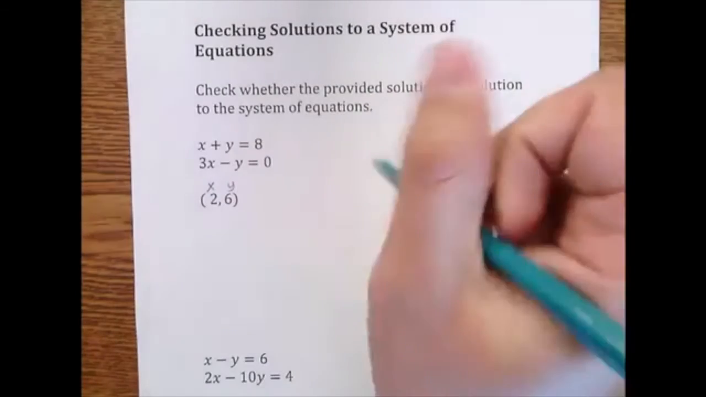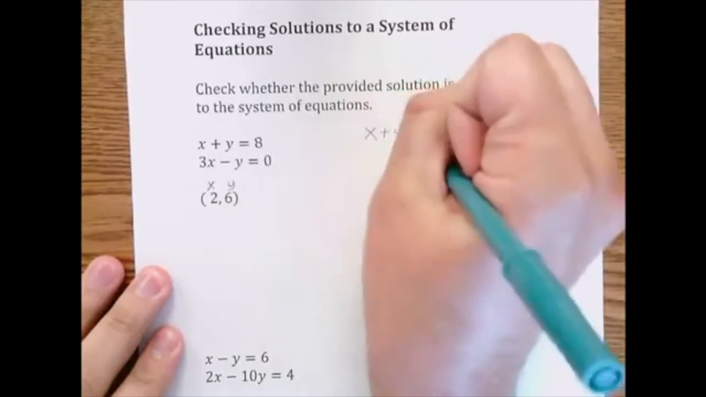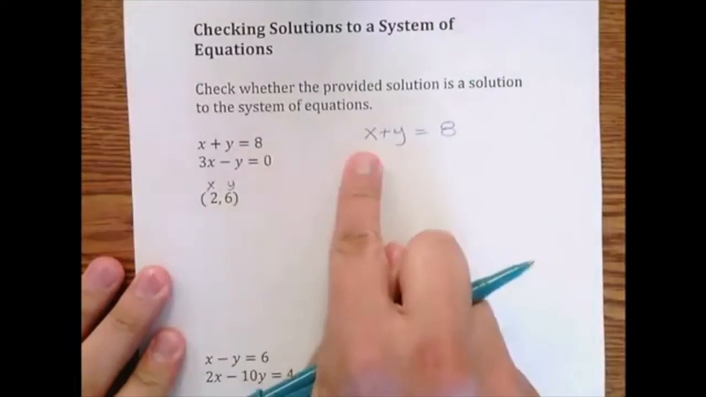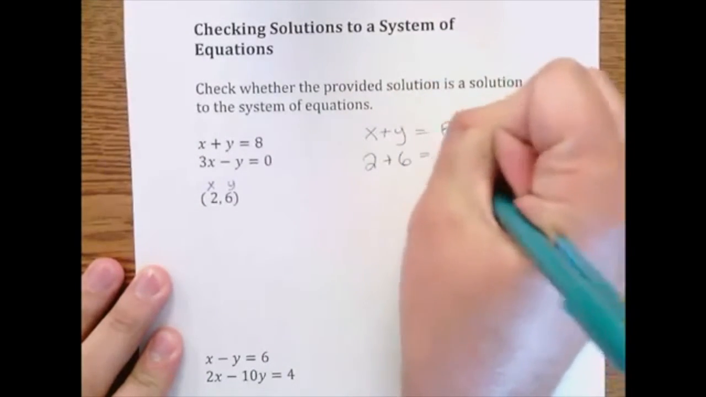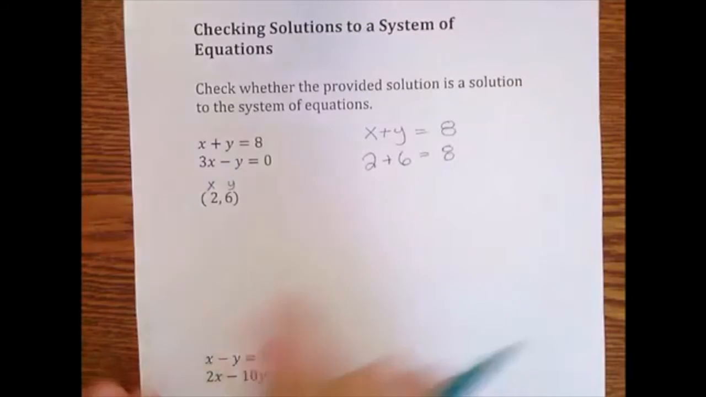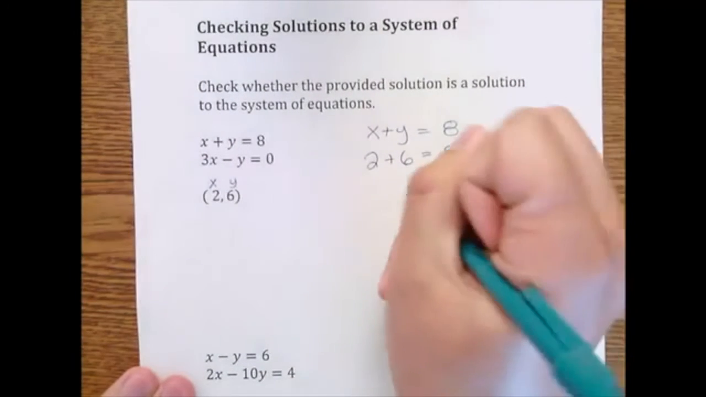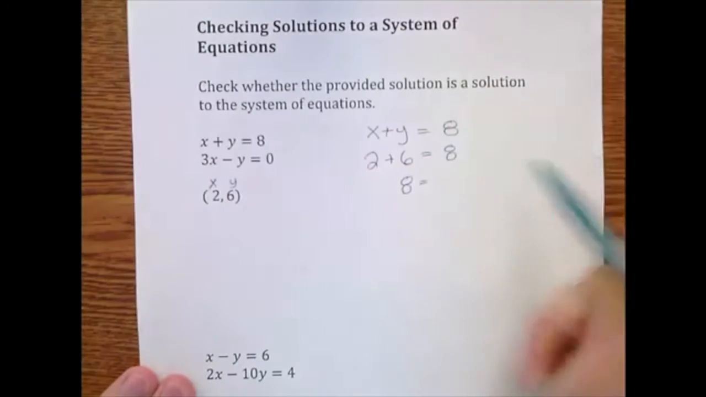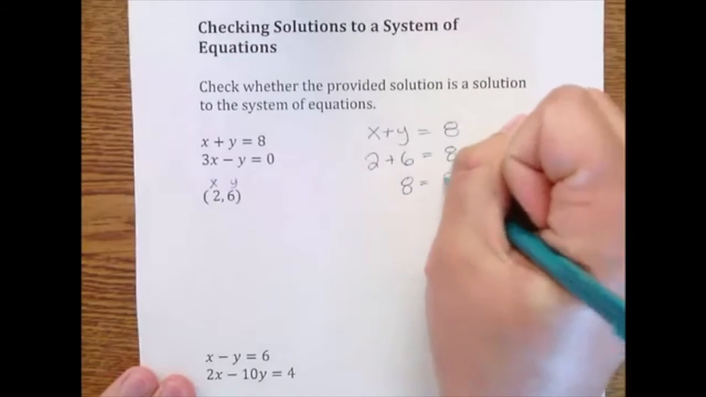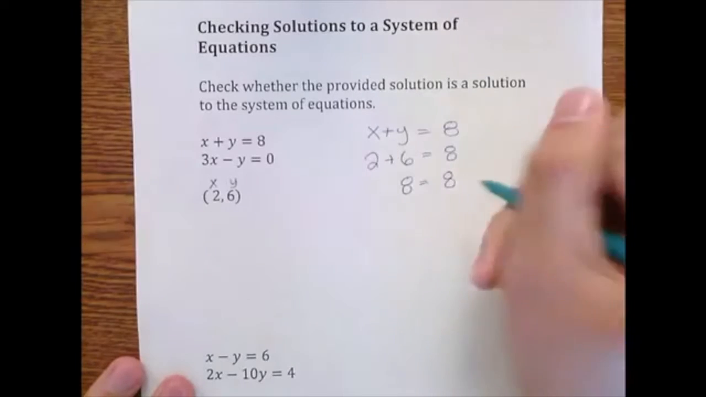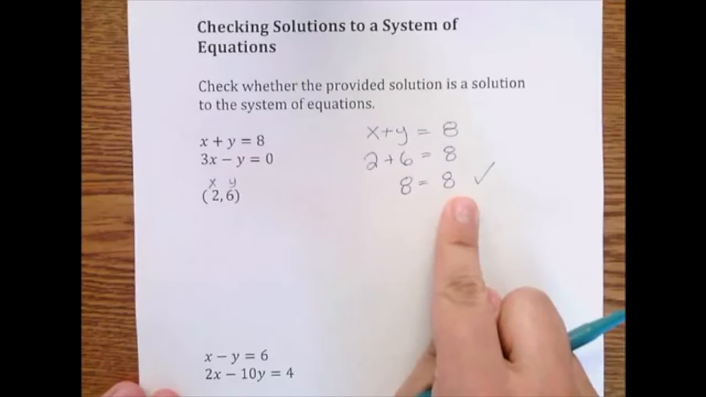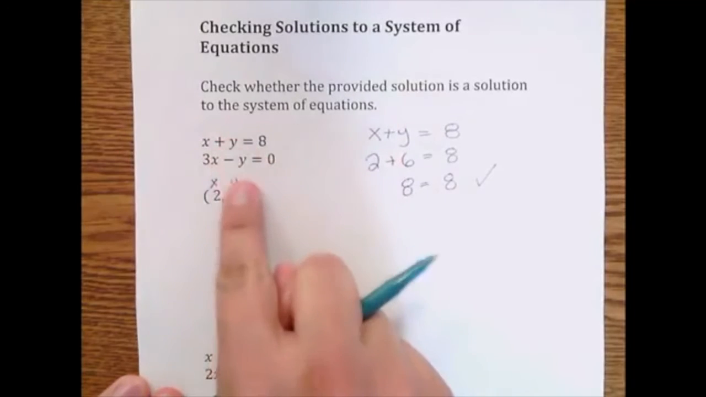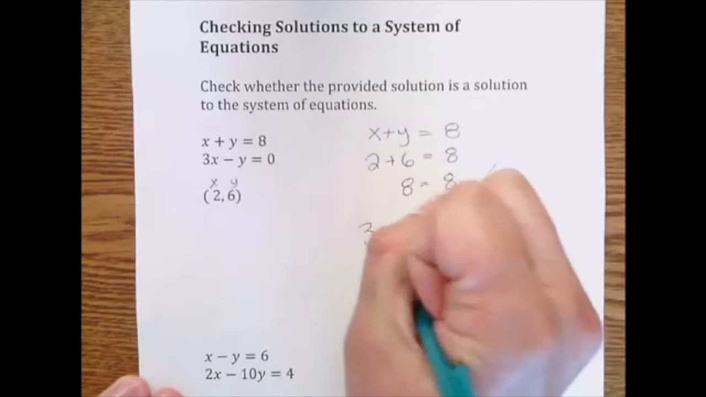So here we go. My first equation in the system is x plus y equals 8. If I plug in 2 for x and 6 for y, I'm going to have 2 plus 6 equals 8. If I add these together, 2 plus 6, cleaning up the left side, I get an 8. And on the right, I just had a plain old 8 in the first place, so I end up with 8 equals 8. So far, so good, because 8 does, in fact, equal 8. So we got what we wanted here.